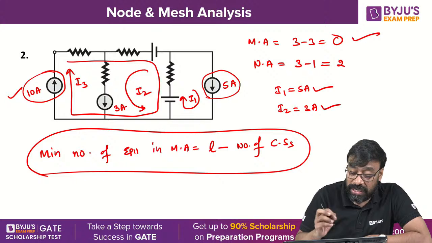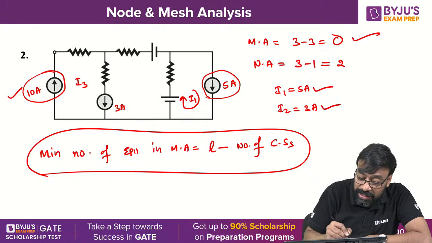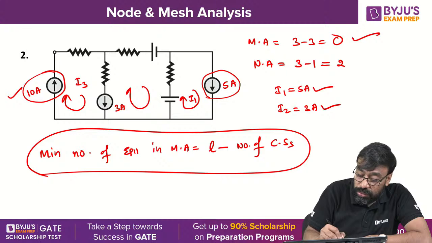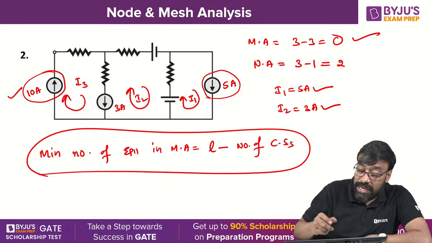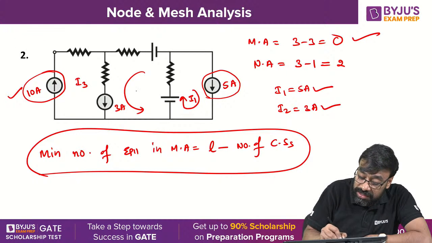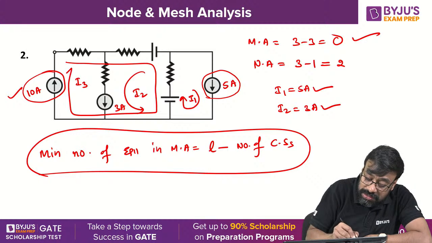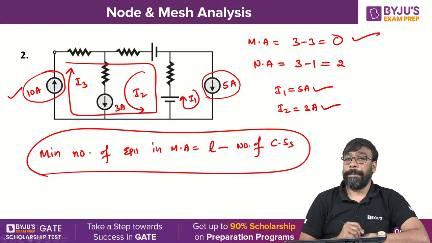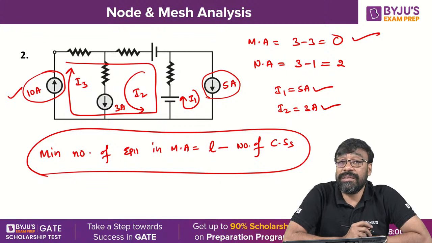According to the selection of loop current, suppose you select like this: this is I3, this is I2. Yes, 3 ampere belongs to both the second and third loop. But I have selected, for my convenience, this as I2, and this is I3. Look at this, this is I3. You understand, Ravi Shankar? Is it clear?